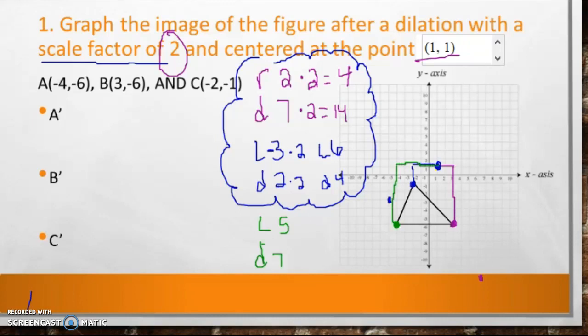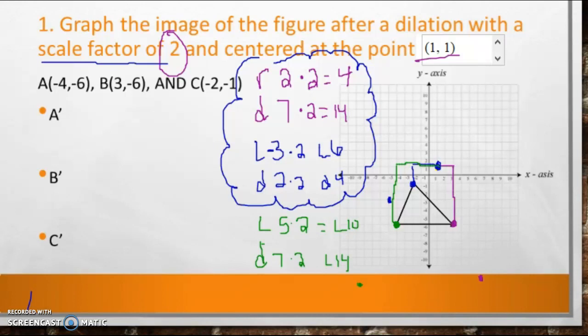You can either put a negative 7 or a D for 7 for down. Multiply those distances by your scale factor. And next I want to go left 10 and down 14. Remember, that's always from the center of dilation, not from 0, 0. Go back to the center, count left 10 and down 14, somewhere down there.